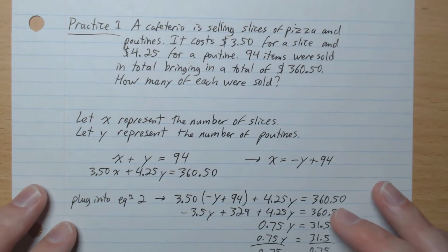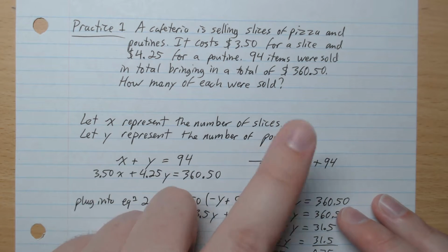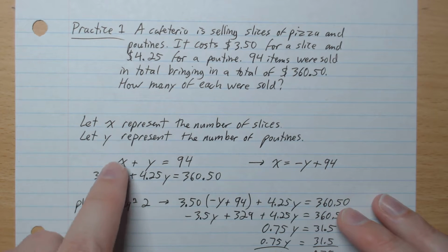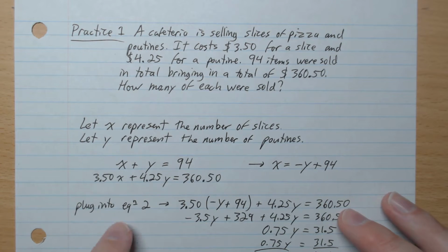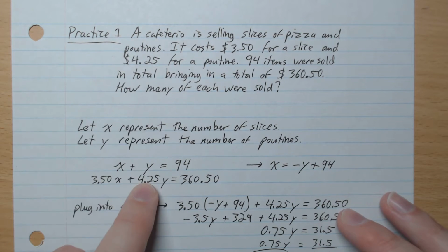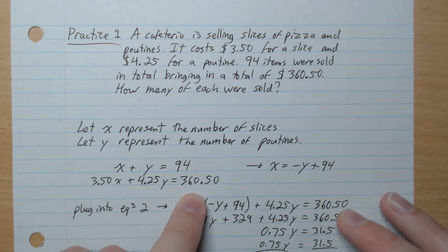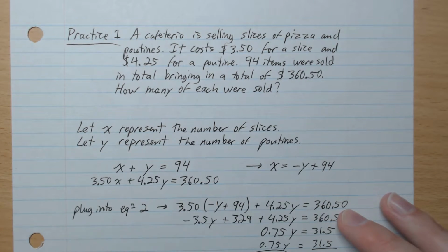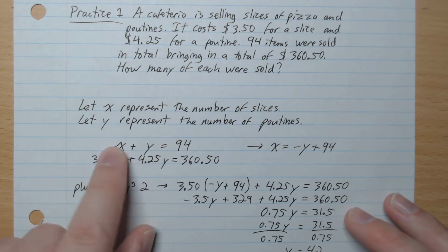Okay, we're back. So we're going to let x represent the number of slices, y represent the number of poutines. And we know that x plus y is 94, right? 94 items in total. We know that it's $3.50 for a slice, so $3.50 times x plus $4.25 times y for poutine. And this total will be $360.50, like that. And given the system that we have here, substitution would be best.